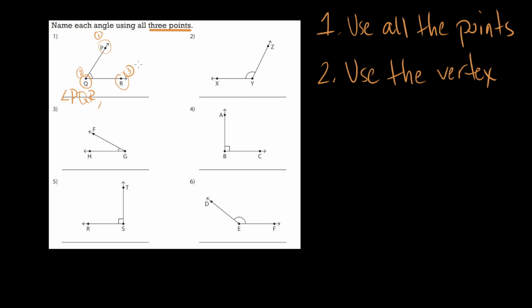Vice versa, we can start at R, and then go to Q, and then go to P. So it can also be angle RQP. Or, last but not least, we can just use the vertex, and we can say this is angle Q. You'll notice for each one, the vertex is the middle. So vertex is always the middle letter, and your letters are always written in capitals. So let's go to the next one, and you'll see it gets a little bit simpler as you do more.